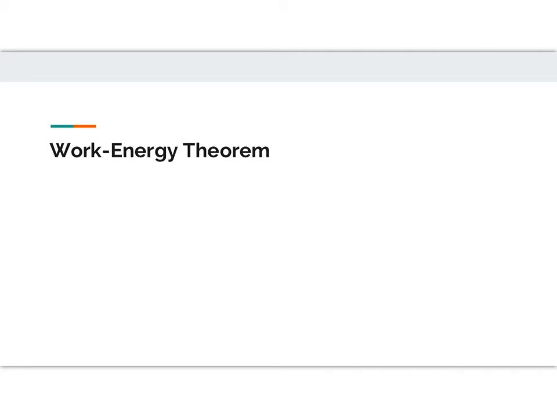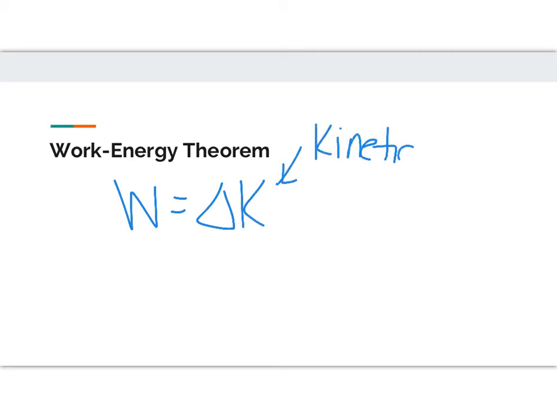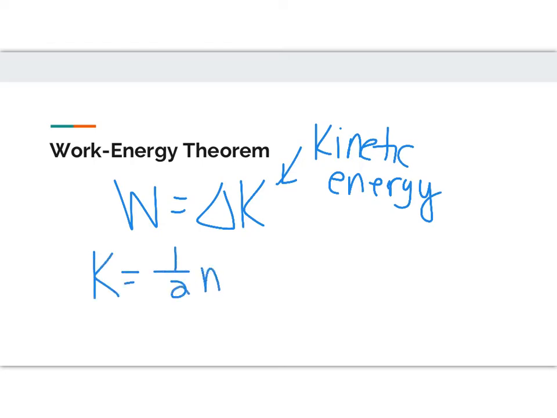So work is the way that we can actually relate force to energy. So my total work is equal to delta K. So K is my kinetic energy. Kinetic energy is one of my multiple forms of energy that we'll see in this unit. So how do we define K? K is 1/2 mv squared.